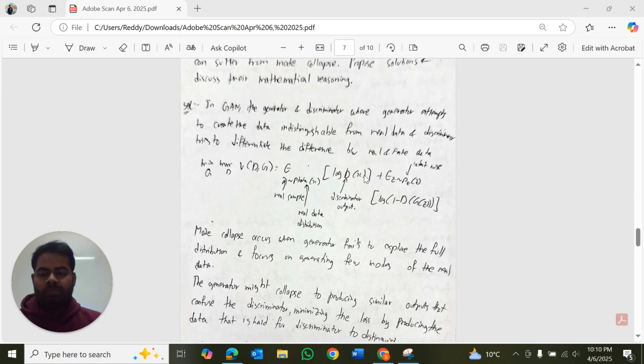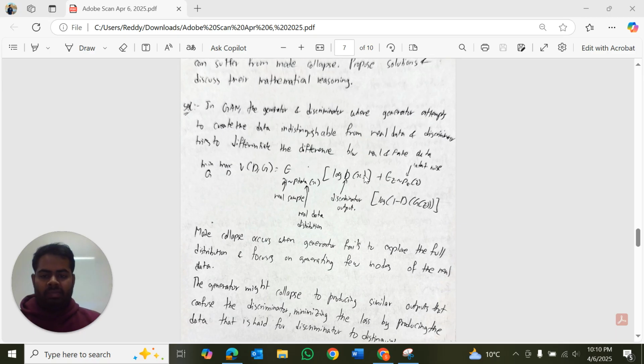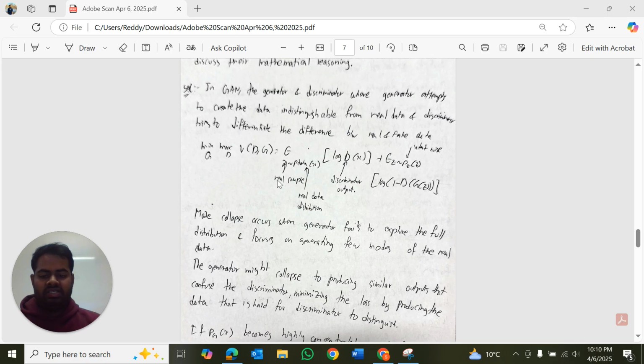So mode collapse in GANs occurs when the generator produces a very limited variety of outputs, often focusing on one or a few modes of the real data distribution. And mathematically this happens when the generator focuses on specific modes in the loss function.